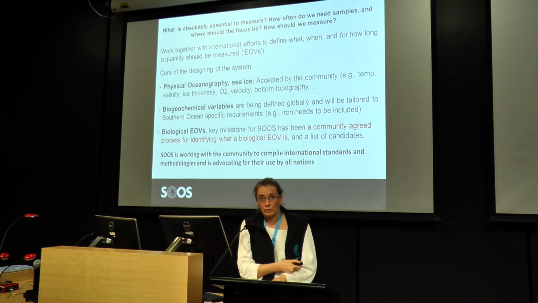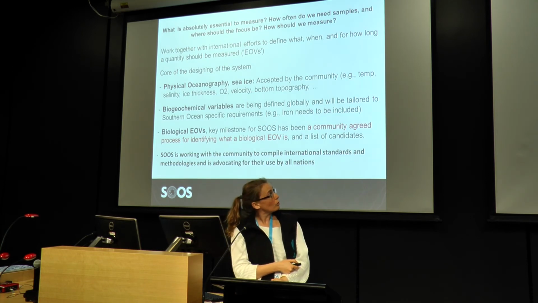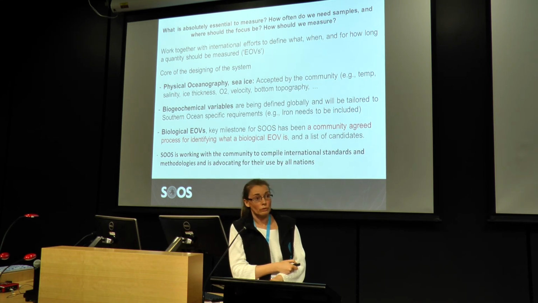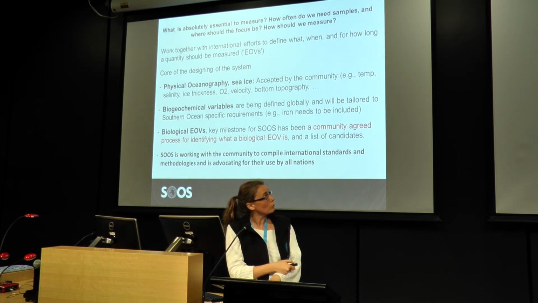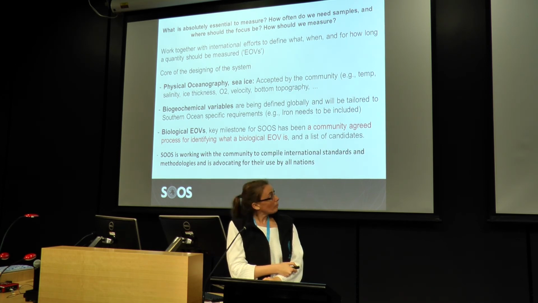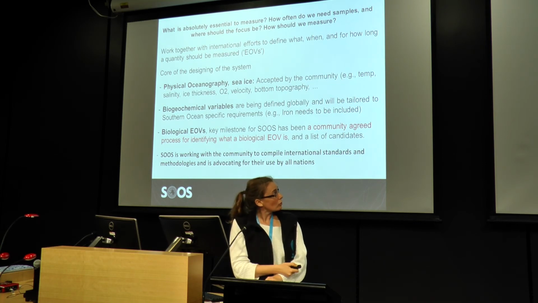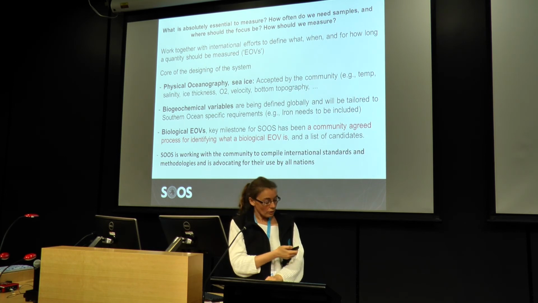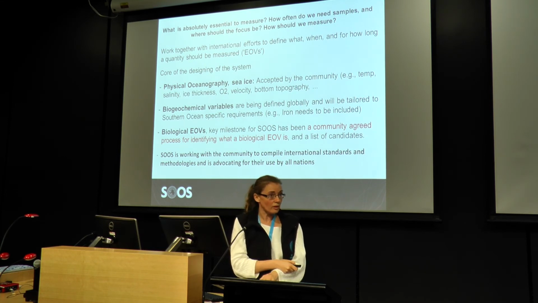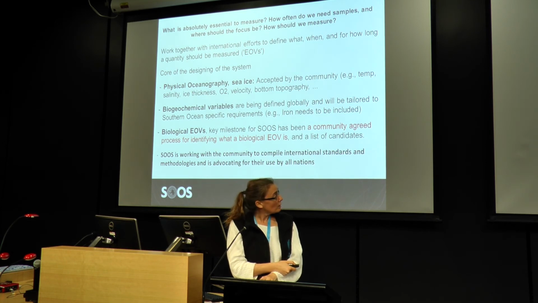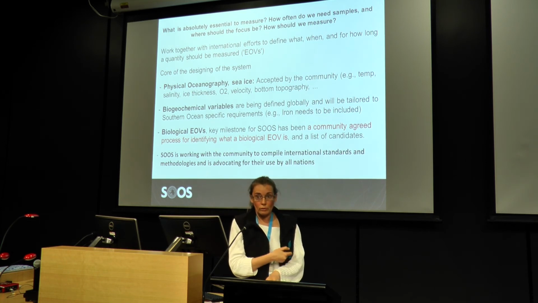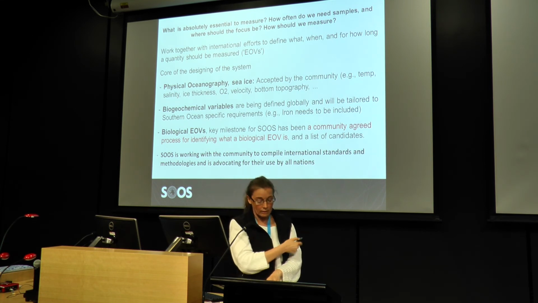The first question to ask is, what is absolutely essential to measure? How often do we need samples, and where should the focus be? How should we measure? So we work together with all the international efforts to define what, when, and for how long a quantity should be measured. And it's called EOV, Essential Ocean Variables. This definition is the core of the real design in this system. This is where the design takes place.